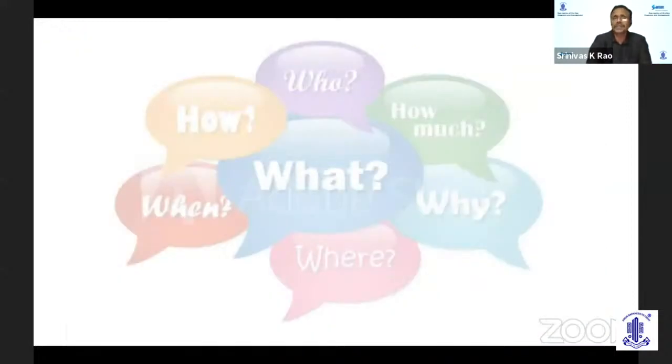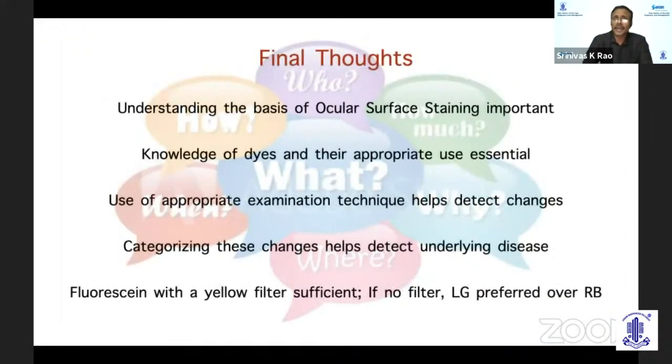So essentially, these are the questions that we asked. We can use fluorescein staining for important information about the ocular surface, but to do that, we must first understand the basis of ocular surface staining. What is it that we are seeing? What does it represent? We must understand the dyes that we are using and their appropriate use, including the proper diluent and the timing of the examination. Use the appropriate examination technique, including the proper filters, and have some system of scoring or categorizing these changes so it helps you to follow up the patient sequentially.